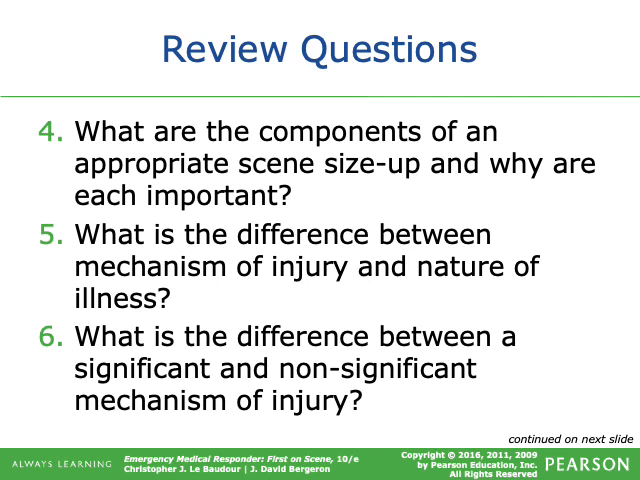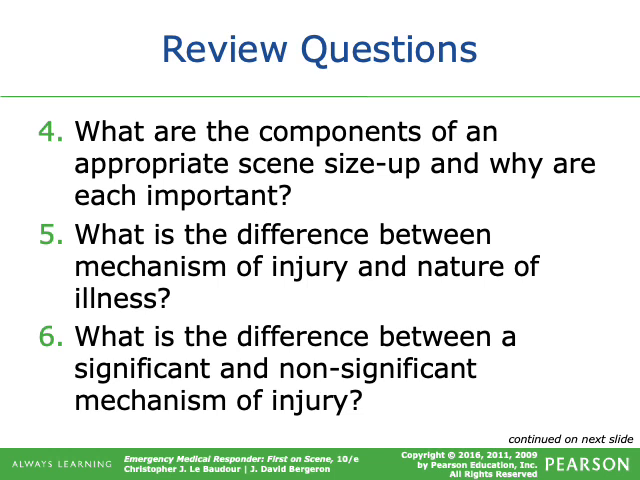What is the difference between mechanism of injury and nature of illness? Biggest takeaway from this is mechanism of injury is involving trauma patients, people that are physically injured. The nature of illness is generally going to be geared towards medical people or people that present with just signs and symptoms from no apparent trauma.